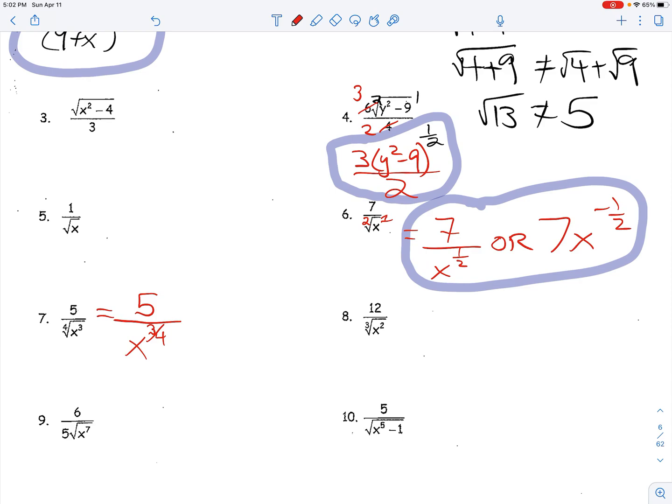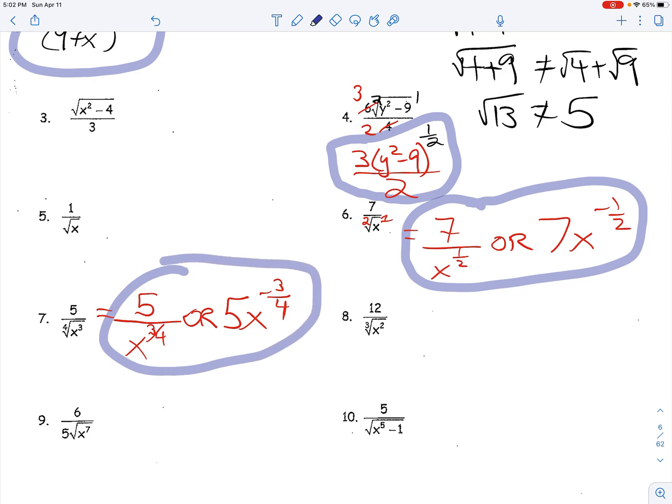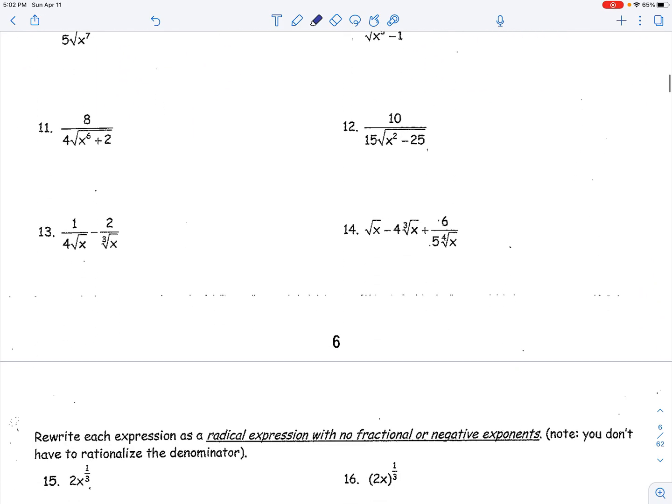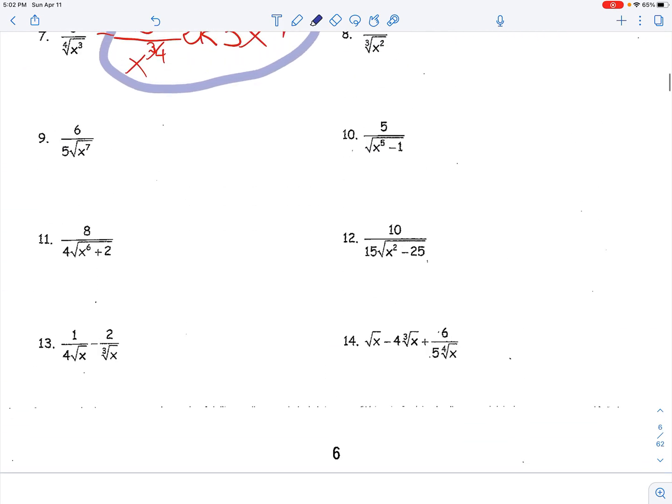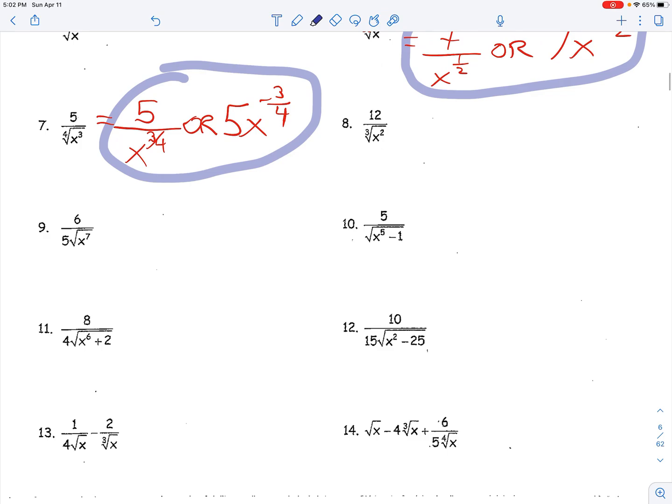The root is the denominator of the fractional exponent, and the power, what it's raised to, is the numerator. And once again, if you want to bring up that x to the 3/4 and make that negative, you can here. Or 5x to the power of negative 3/4, everyone. All right, so there you go. Not too bad. These guys here are quick.